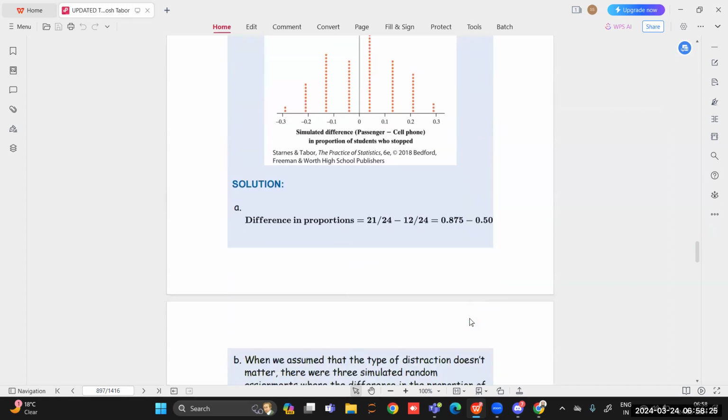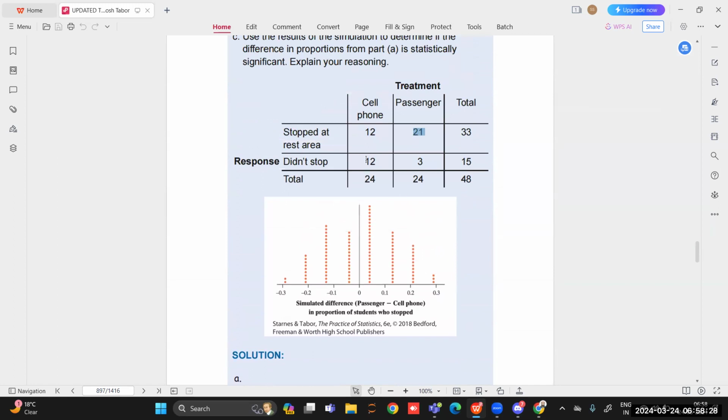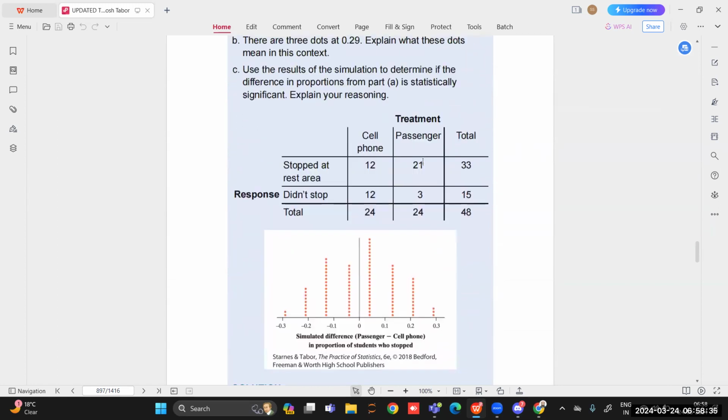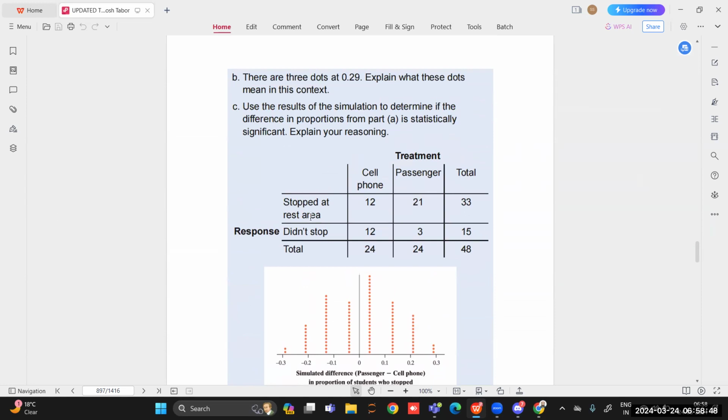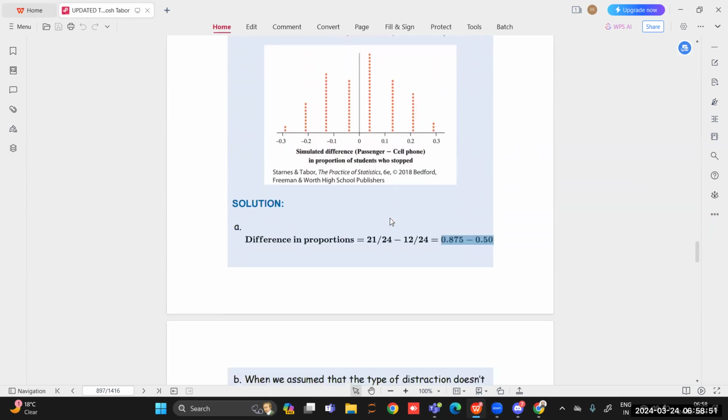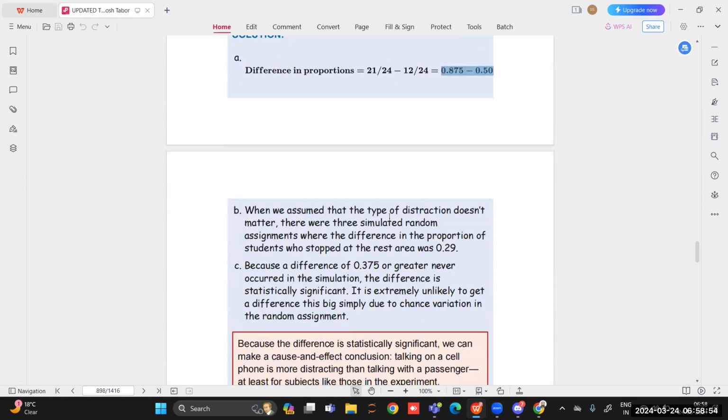So the variation is here, it is 12, right? 12 upon 24, yes? And 21 upon 24. So what was the variability in both of them? That's the thing. This is the difference in the proportion of both the cases where they stopped at the rest area while the driver was talking. When we assume that the type of distraction doesn't matter, there were three simulated random assignments that differed in the proportion of students who stopped at the rest area by 0.29. Because a difference of 0.375 or greater never occurred in the simulation, the difference is statistically significant.